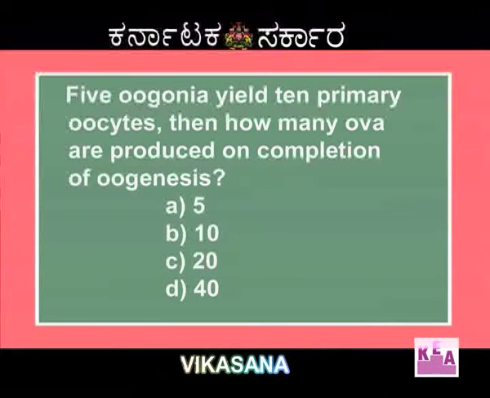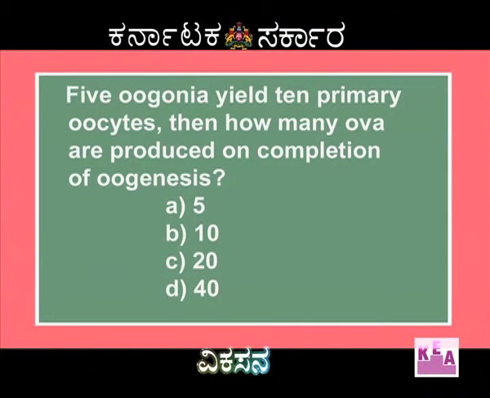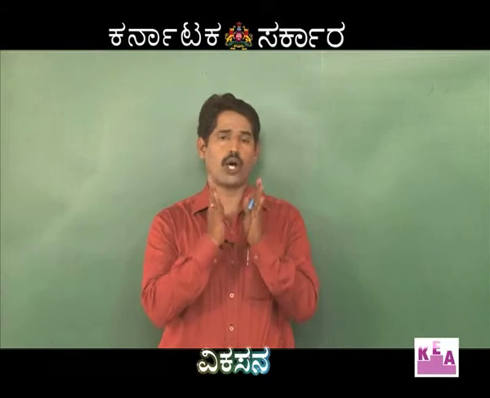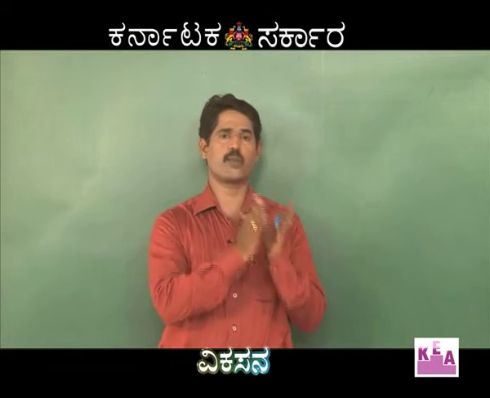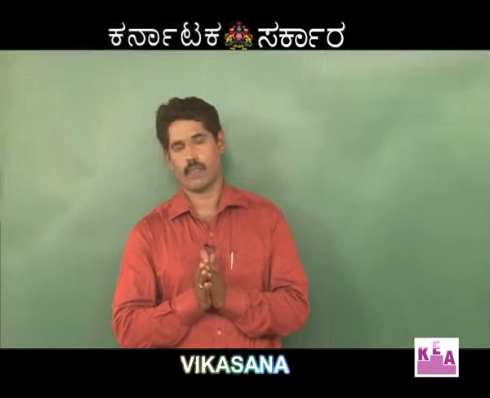So, 5 oogonia yield 10 primary oocytes, then how many ova are produced on completion of oogenesis? So, dear students, to solve this problem, first you must know what the differences are between spermatogenesis and oogenesis.